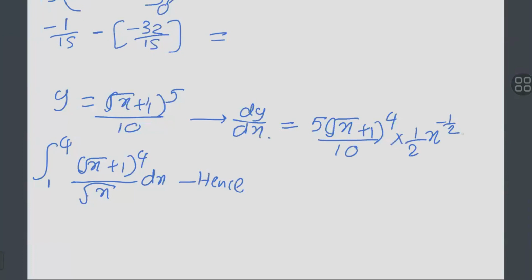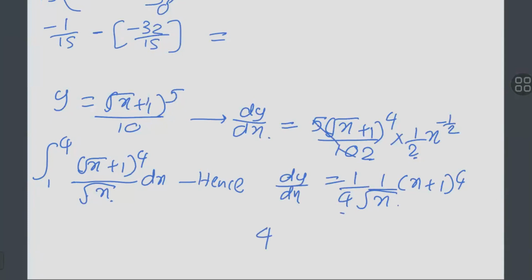Now compare this and this. Root x, square root minus x, take it down. 5 into 2, 2 into 2, 4. So 1 over 4, 1 over root x plus 1 to the power 4. Fine. Now look at this: this and this part are the same. Then cross multiply and take the dx: 4 dy equals 1 over root x plus 1 to the power 4 dx.